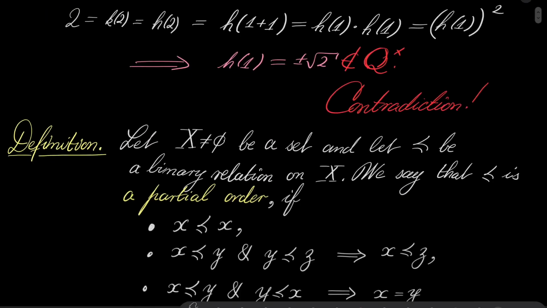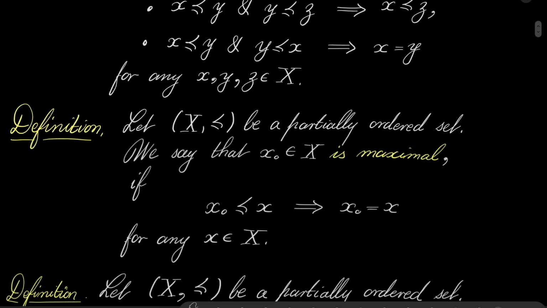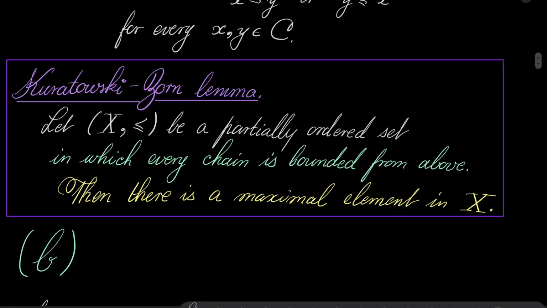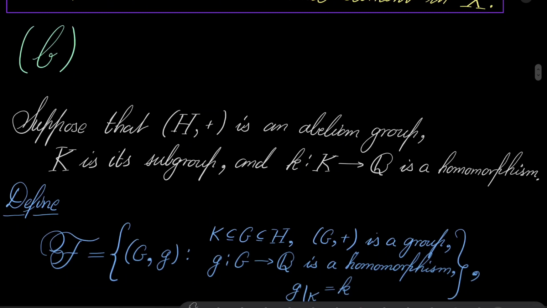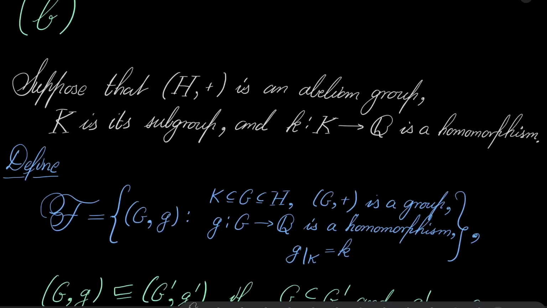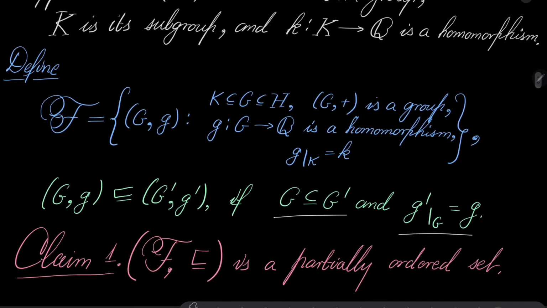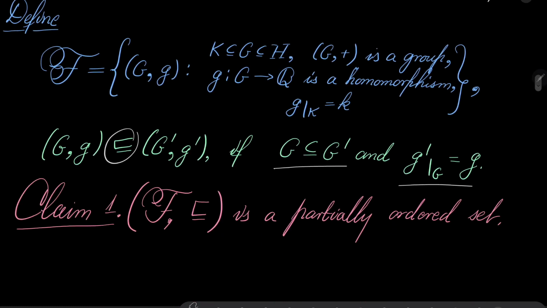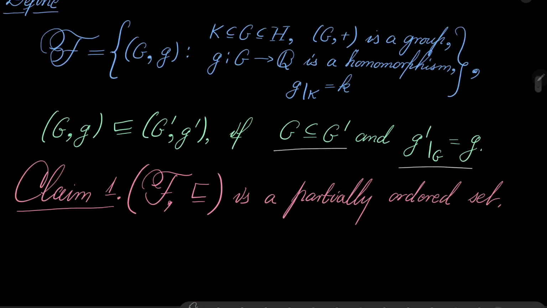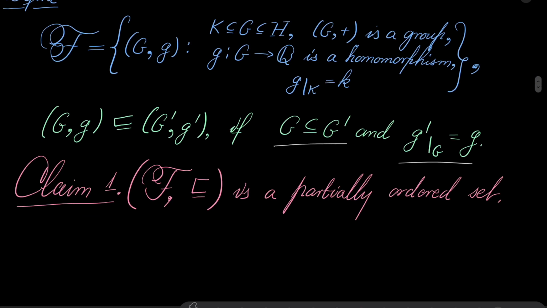All right, here we have our definitions. I will pass them. Yes, for part B, we are supposing that H with addition is an abelian group and K is its subgroup, and we have this homomorphism K. I have defined my family as I have suggested, and I have defined this relation between pairs of elements of our family. I claim that this is a partially ordered set. Let's prove it.